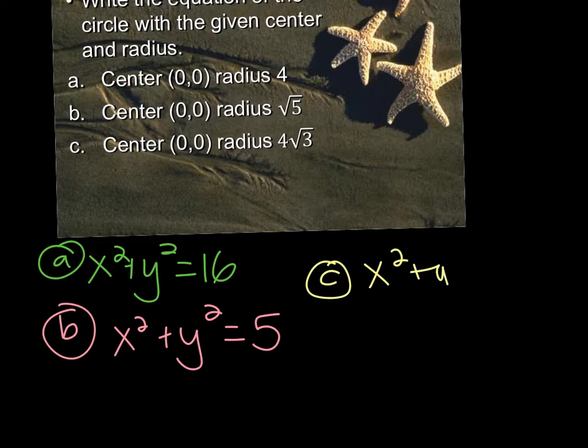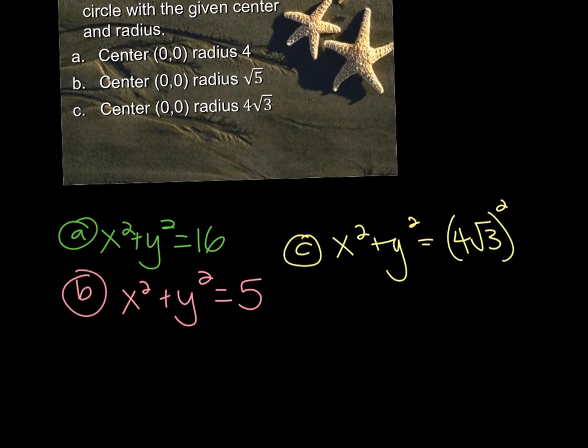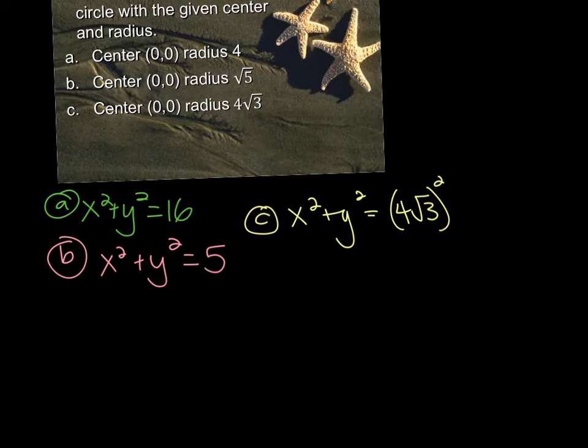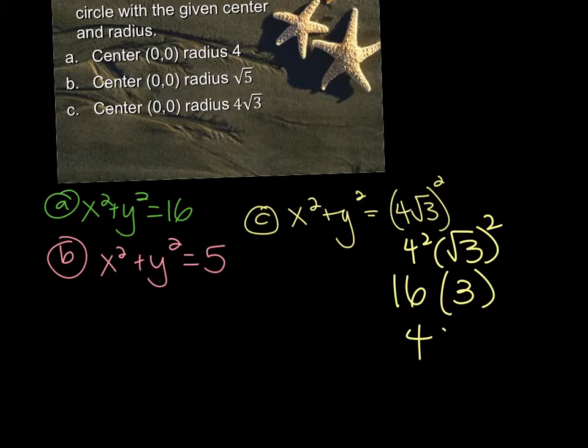X squared plus y squared equals 4 root 3 squared. So when I've got two numbers being squared, or in this case a radical and a number being squared, this is the same thing as saying 4 squared times the square root of 3 squared, which is 16 times 3, or 48.